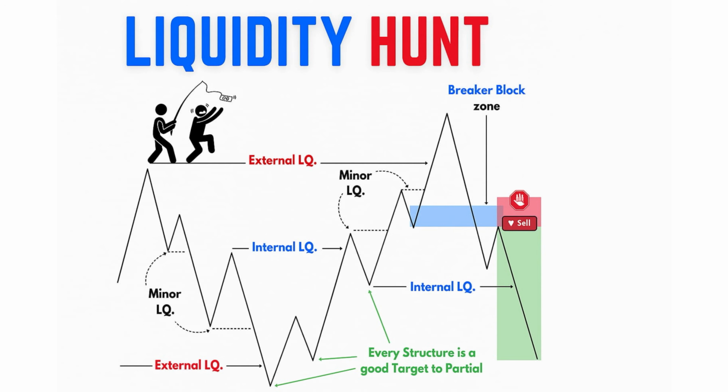The critical thing to understand is that every significant structure, every high and low, becomes a good target to take partial profits. Why? Because when price sweeps these levels to hunt for stops, it's likely to reverse sharply. So securing profit at these predefined structures is how you lock in gains and manage the trade like a professional.